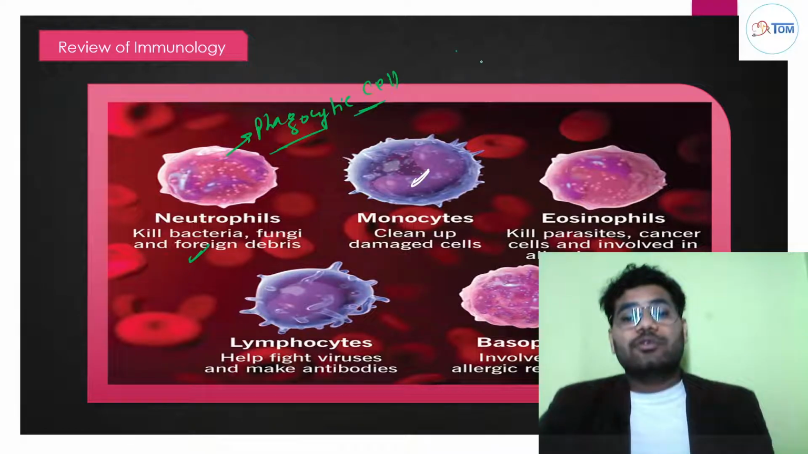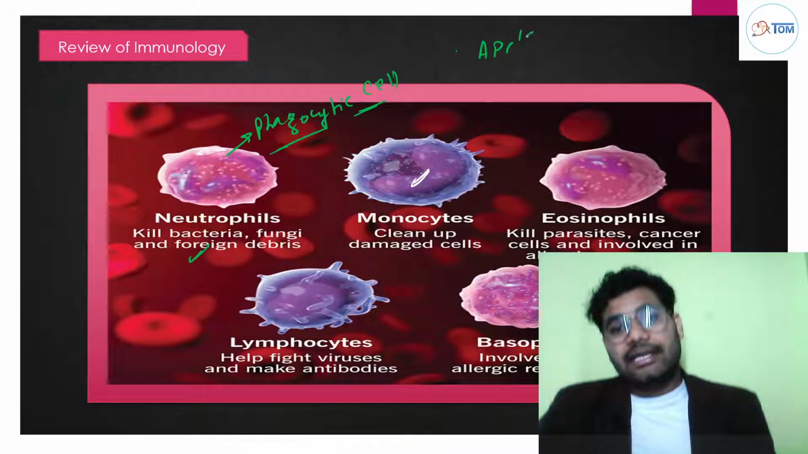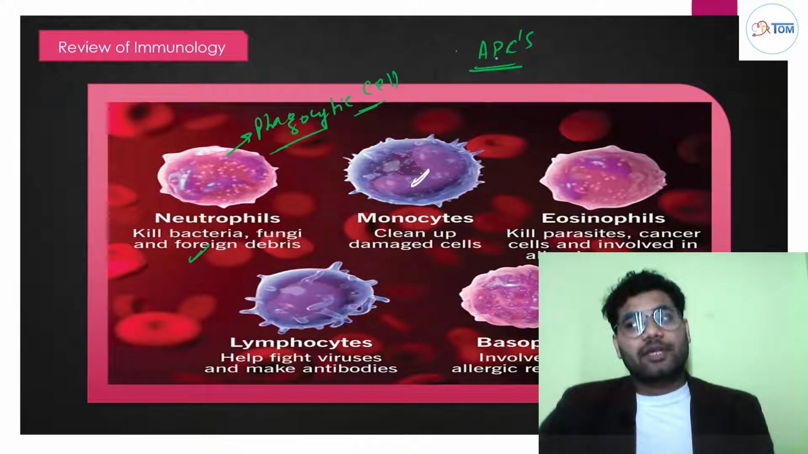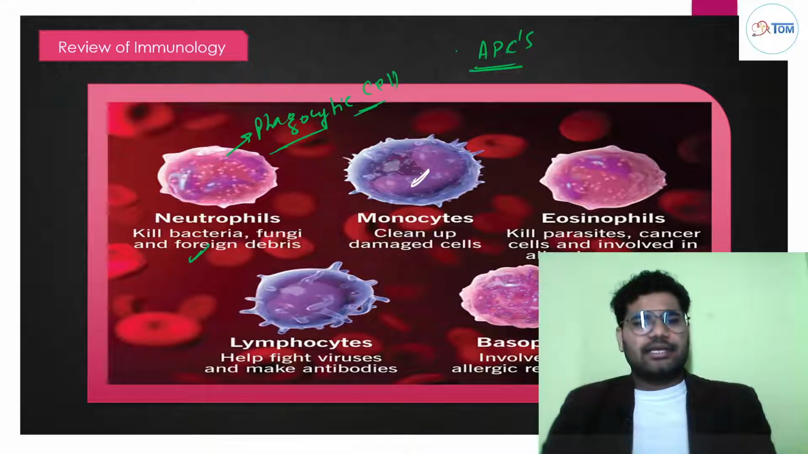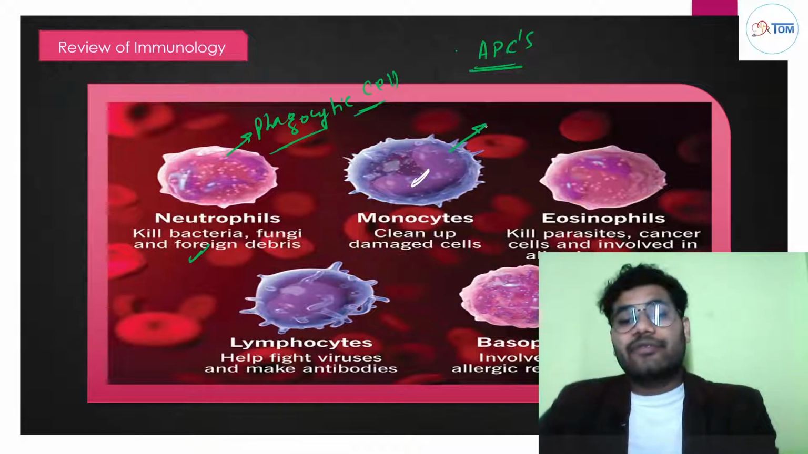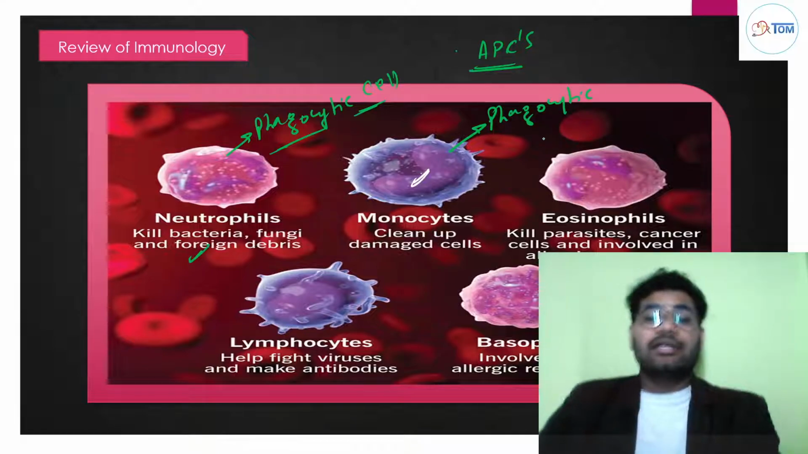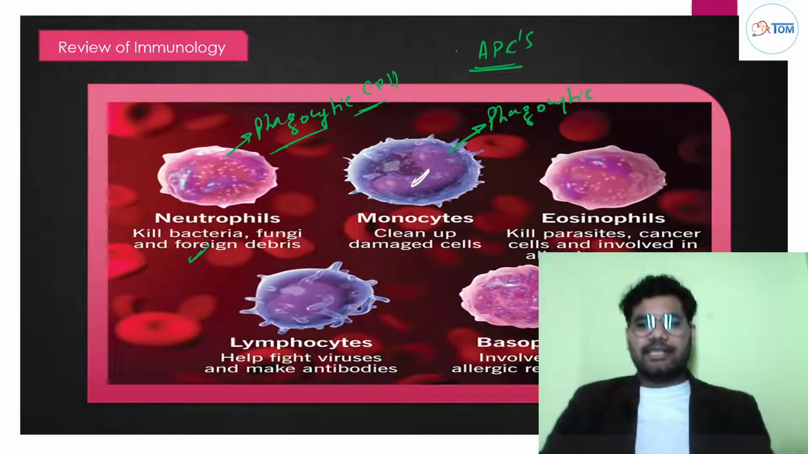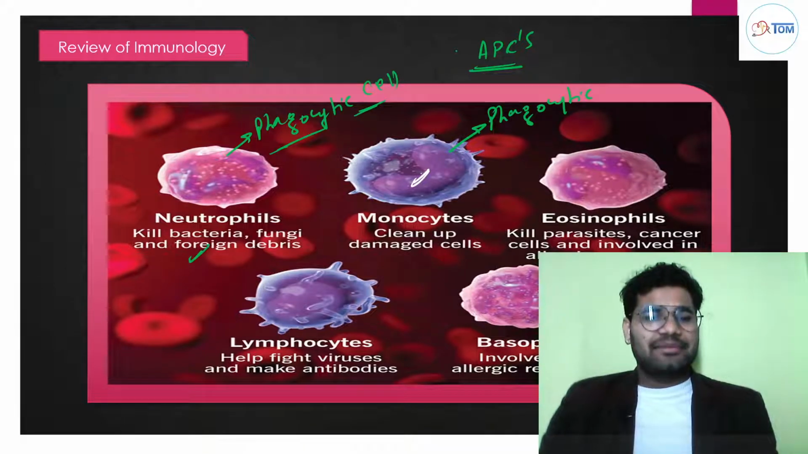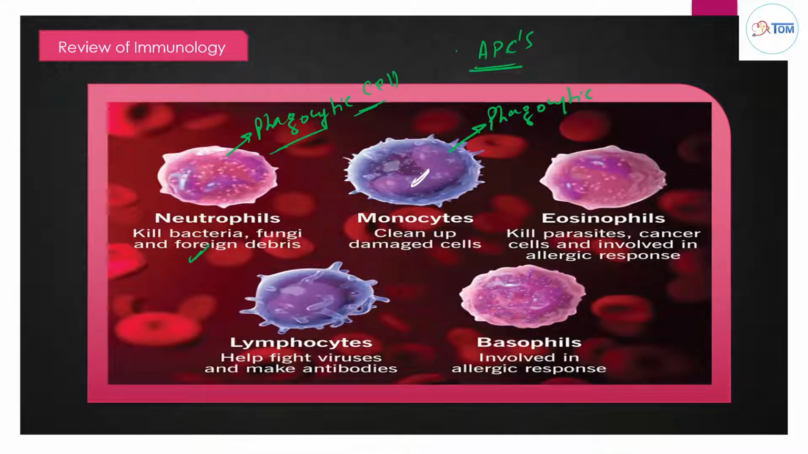You may have also heard of something called APCs, antigen presenting cells. Don't worry, I'll tell you what I mean by antigen presenting cell, but let me explain this first. We have this monocyte. This is also a phagocytic cell. Please remember this, it is very, very important. Let me hide myself first. So you can see here the varieties of cells. They are also phagocytic in nature.